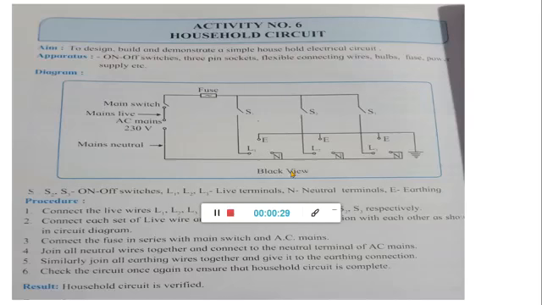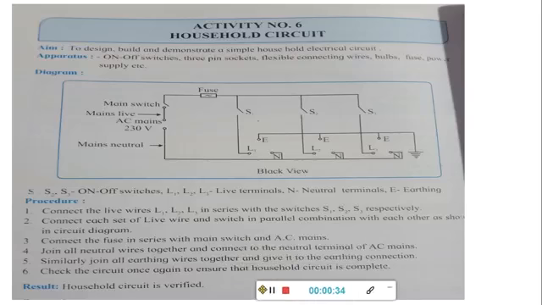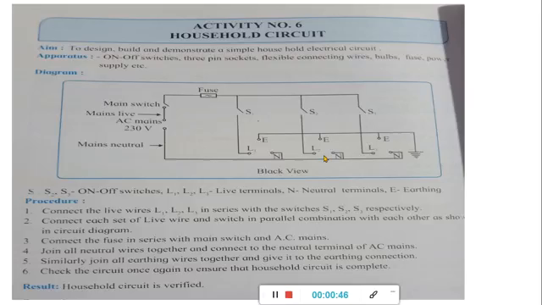Okay, the diagram part is given here. So in the exam, what all things do you have to write? Whatever aim is given in the slip, that will be your aim. Apparatus is shown over here: power supply, fuse, switches, bulb. Okay, this is the block view that is given, and connecting wire.